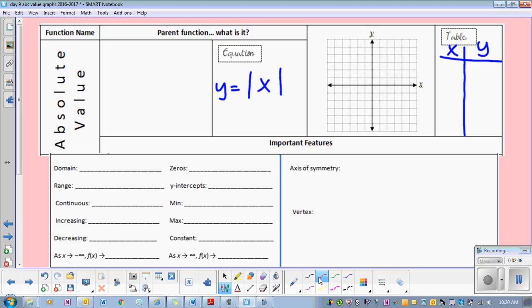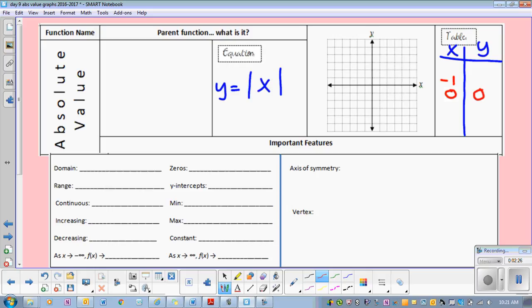Well then, say I did 0 for x. If I plug in a 0 in here for my x, what do I get? What's the absolute value of 0? 0. Well, then I get that for my y. There you go.